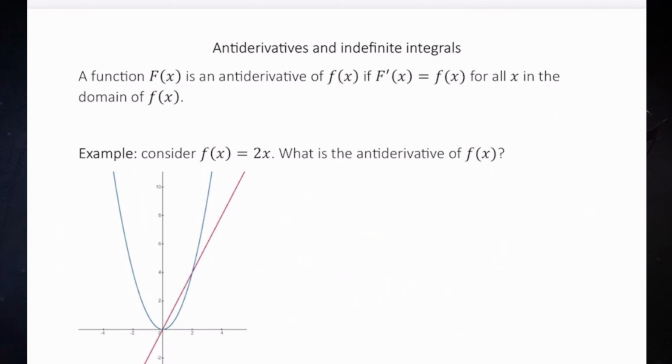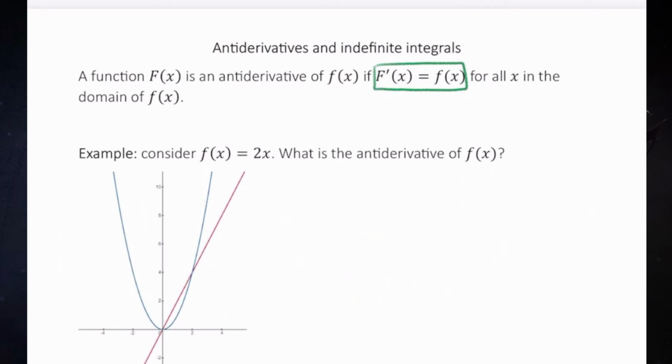Let's start with the following definition. A function, big F of x, is an antiderivative of little f of x if the following equation is true: big F prime is equal to little f of x for all values of x in the domain. So that is a formal definition. Let's take a look at an example that will explain this concept.